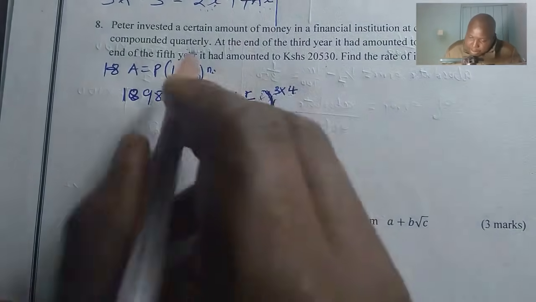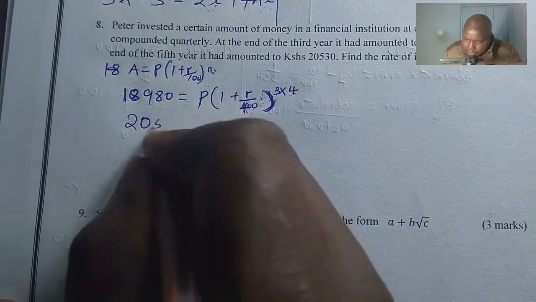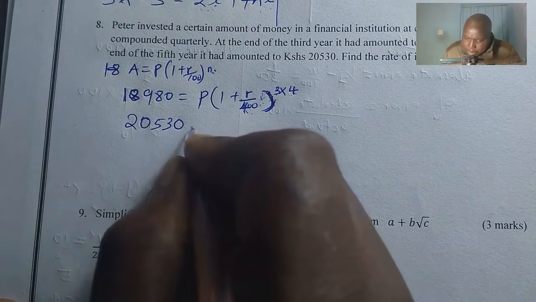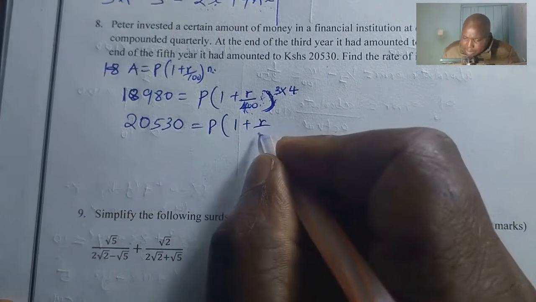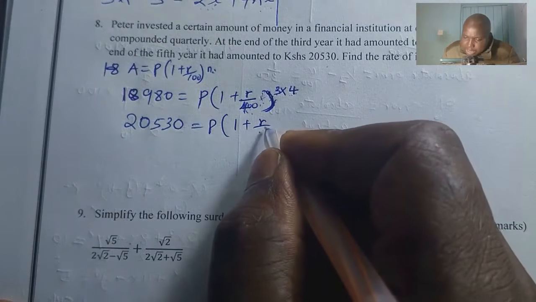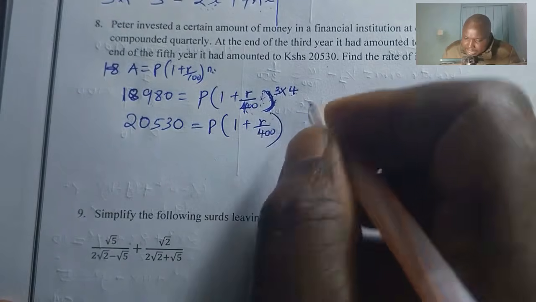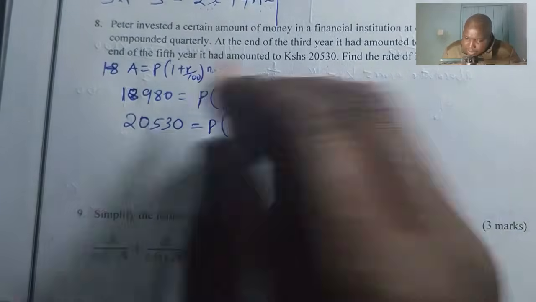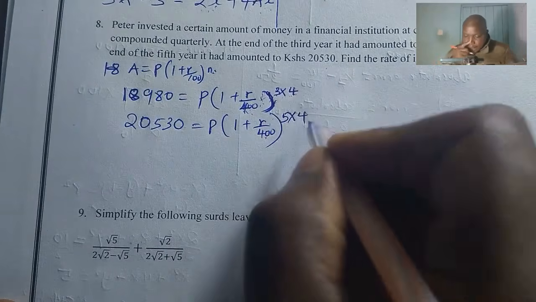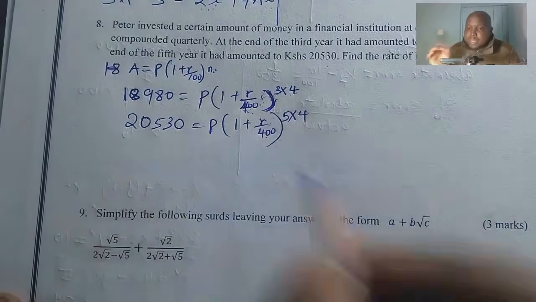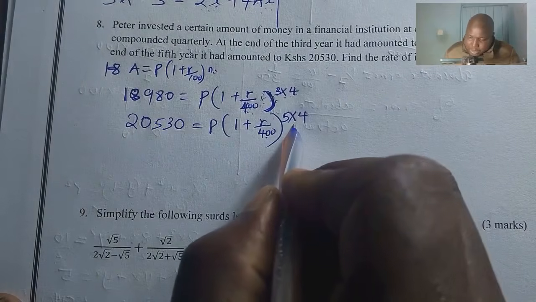The second is 20,530, which is equal to principal into 1 plus R over 100, but it is compounded quarterly, so 1 over 4 times 100 is going to be 400. Then our n is the end of the 5th year, that is 5 times 4. So now we will have this expression. This one is going to be 12 and this one is going to be 20.